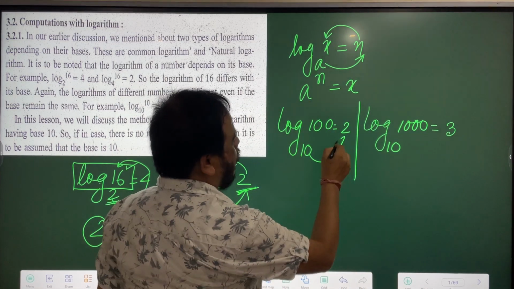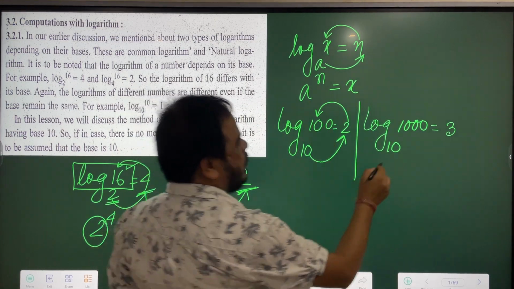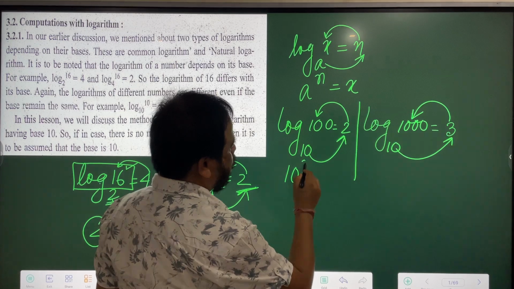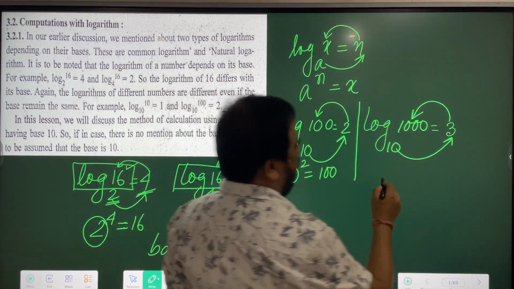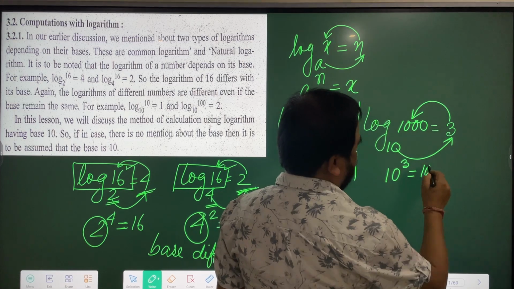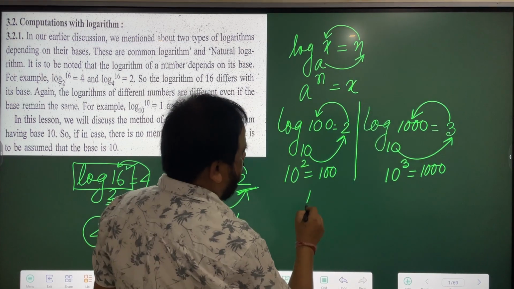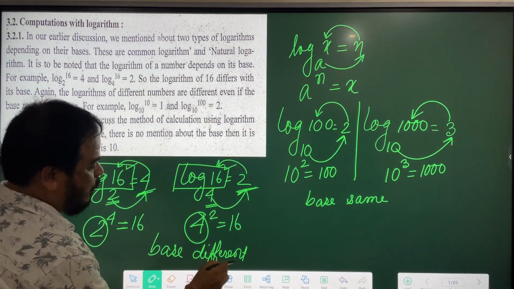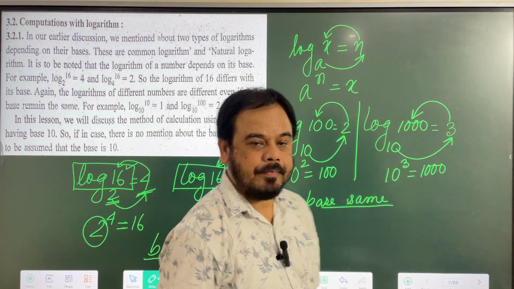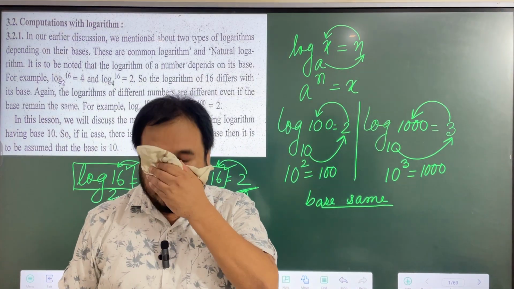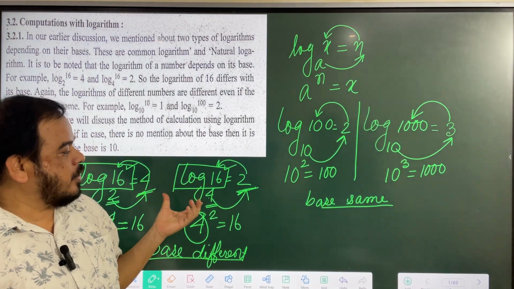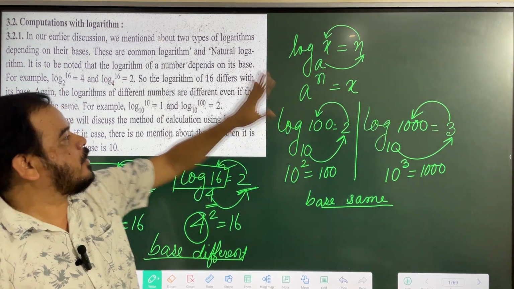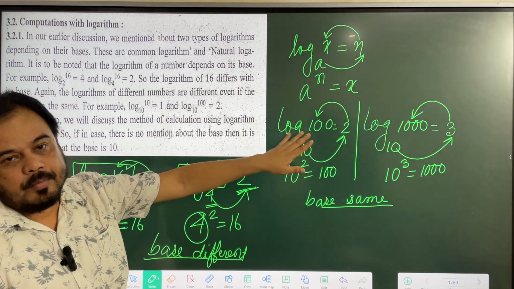How? 10 square is equal to 100. 10 cube is equal to 1000. That we know. That is a formula. 10 square is equal to 100 and 10 cube is equal to 1000. So here base same, there base different. I hope you have understood this one clearly. What is written here, I have just explained from my side.